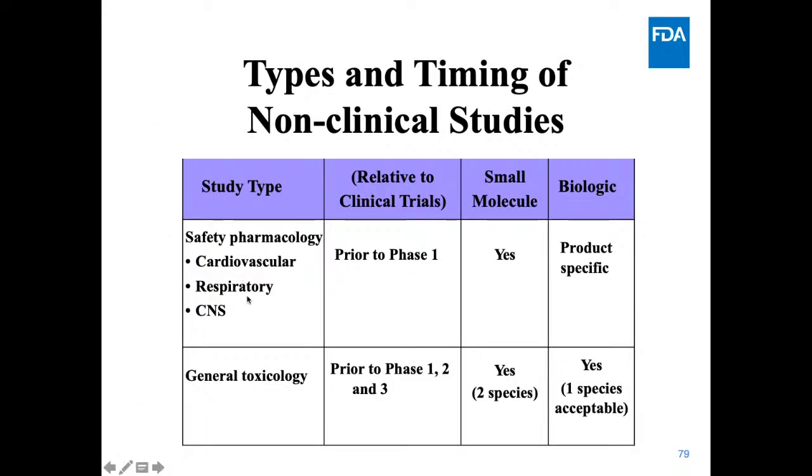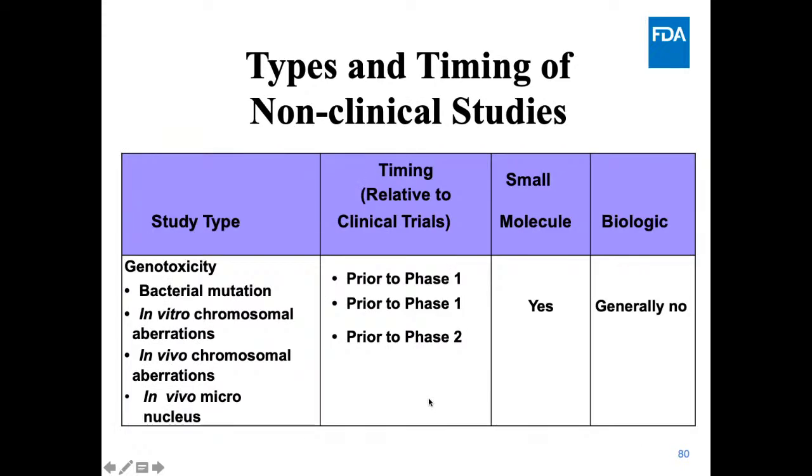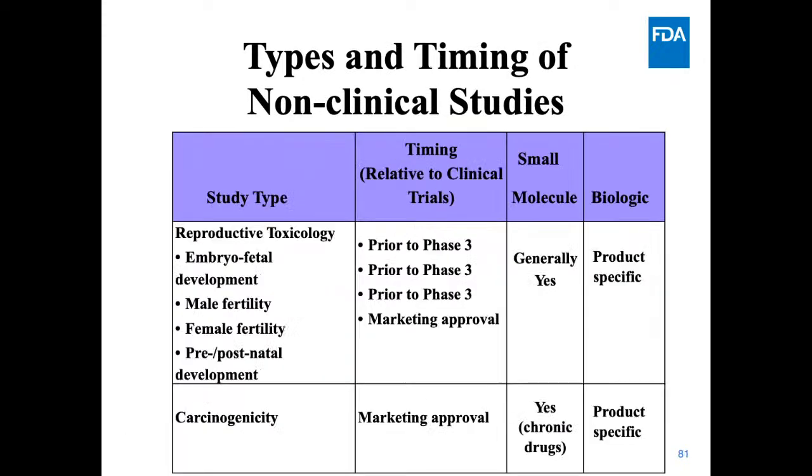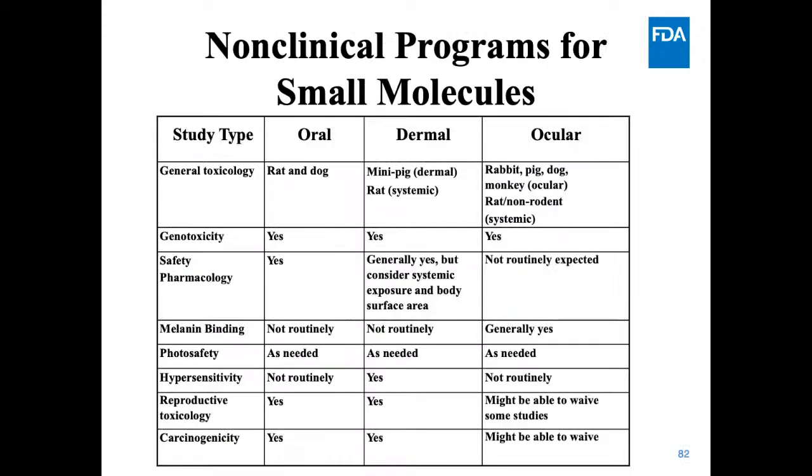For the cardiovascular, respiratory and central nervous system, the small molecules and biologicals are product specific. Prior to phase 1: general toxicology; phase 1, 2 and 3: and so on, bacterial mutation, chromosomal aberration, reproductive toxicology, carcinogenesis. That's just a brief review about the types and timings of the non-clinical studies.